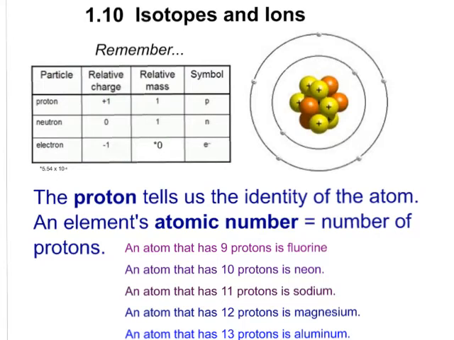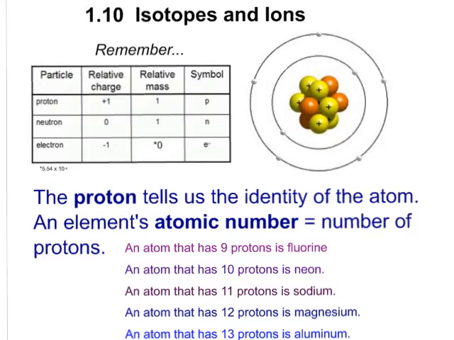Hello, and welcome to section 1.10. This is a little bit of a long section, so most of your videos are very short. This one might be just a little bit longer, but we're talking about some important features of the atom, and it's called isotopes and ions.